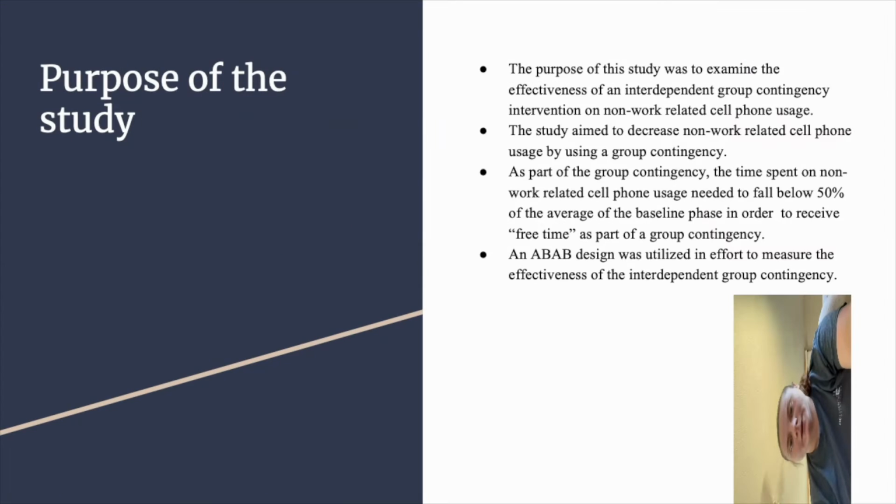The purpose of the study was to examine the effectiveness of an interdependent group contingency intervention on non work related cell phone usage. The study aimed to decrease non work related cell phone usage by using a group contingency. As part of the group contingency, the time spent on non work related cell phone usage needed to fall below 50% of the average of the baseline phase in order to receive free time. An ABAB design was utilized in effort to measure the effectiveness of the interdependent group contingency.